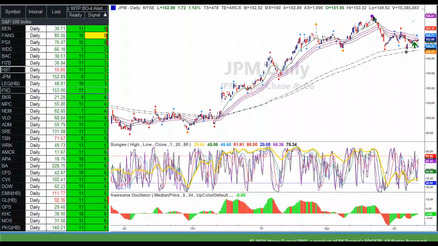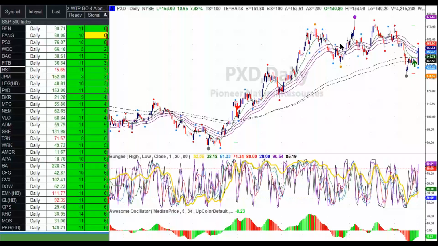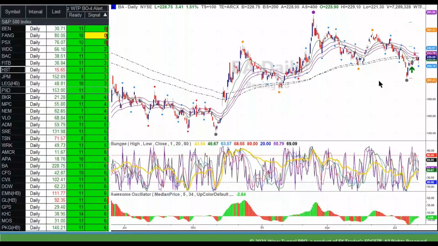Here's another example, JP Morgan, that's where I worked, by the way. Purple upper, gray lower, okay, lower reversal zone. Here's another example, PXD: purple upper, yellow upper, gray lower, triggers the trade. And Boeing, purple upper, gray lower. I took this trade actually. I did JP Morgan as well. Arrow up, and you can express your trade.